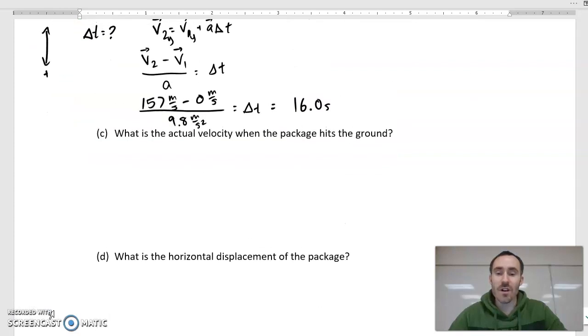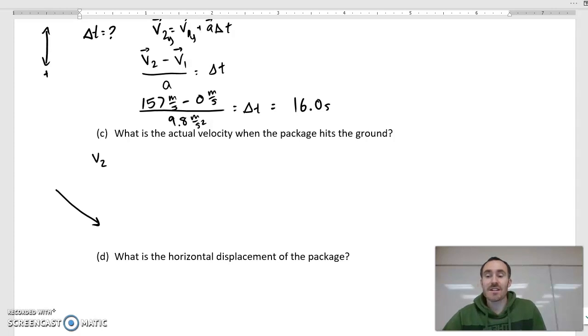What is the actual velocity when the package hits the ground? So at this point we're looking for v2 total, x and y together. And so when this package hits the ground, it's moving like this. It's not moving straight up and down, and so we need its horizontal velocity and we need its vertical velocity to figure out v2 total. So this is vx and vy, or v2x and v2y, and that gives us a total of v2.